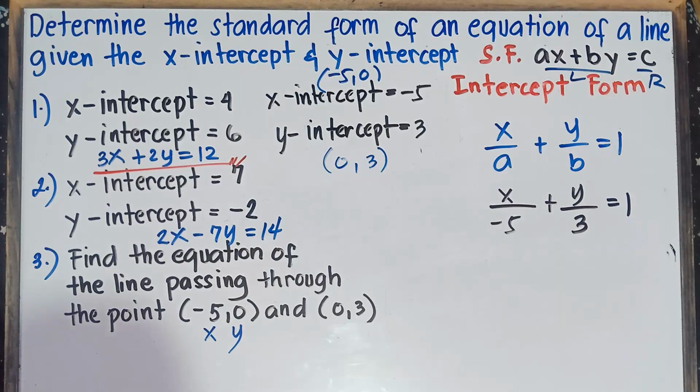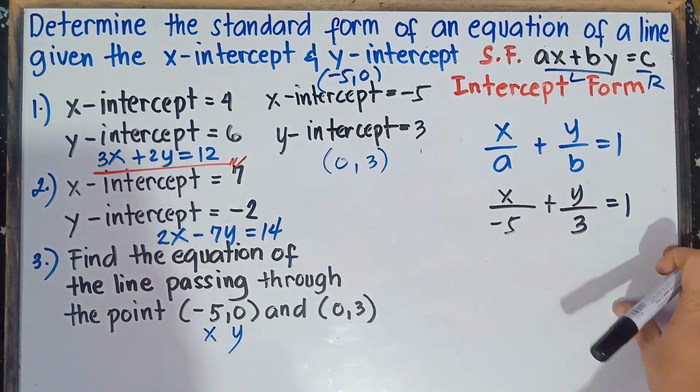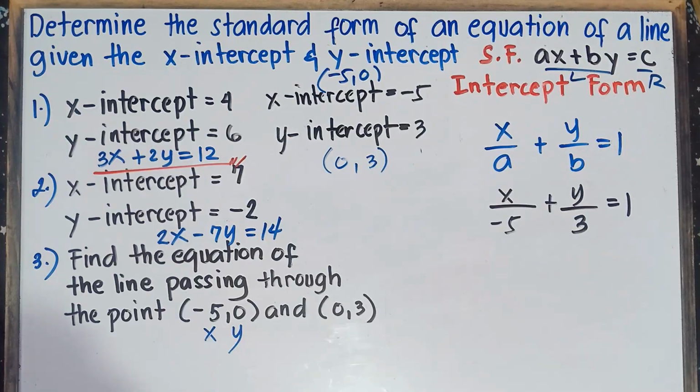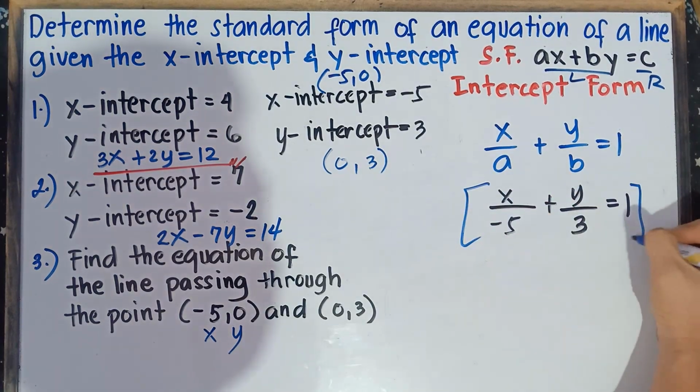Once again, we need to eliminate the denominator. What would be the LCM of 5 and 3? What's the answer, class? That's correct, that would be 15. You think of a number that is divisible by 5 and divisible by 3. That's correct, it should be 15. So multiply both sides by 15.